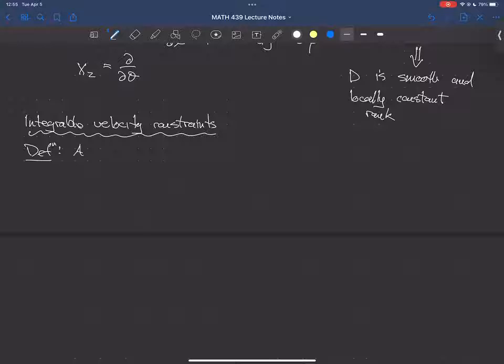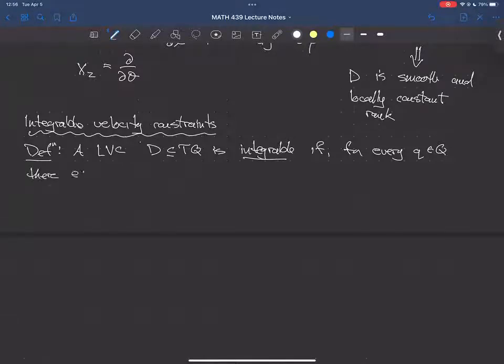All right, so a velocity constraint is integrable if, okay, for every q in Q, there exists a submanifold.